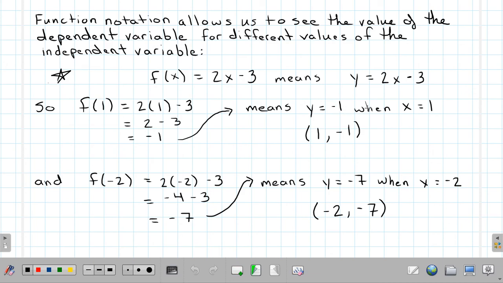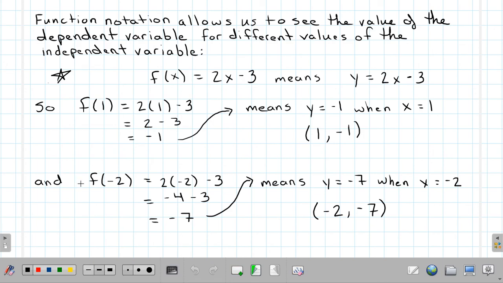And that's what it says up here. It means y is negative 1 when x is equal to 1. So we have the ordered pair (1, negative 1). So whatever's on the inside here, that's the independent variable. Whatever you get out here is the dependent variable, or the value for the dependent variable. So once again, x, y, x, y.